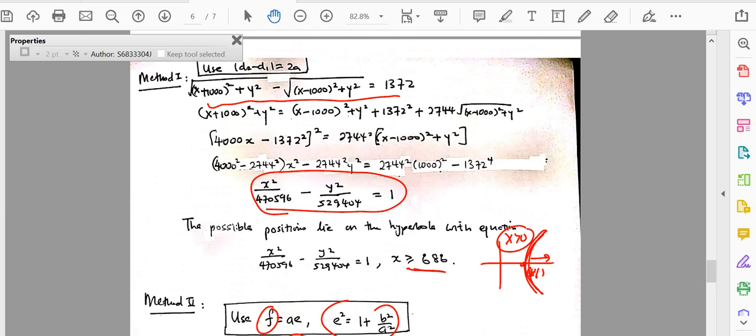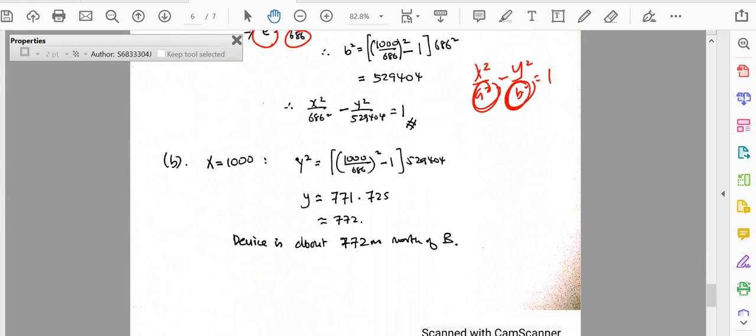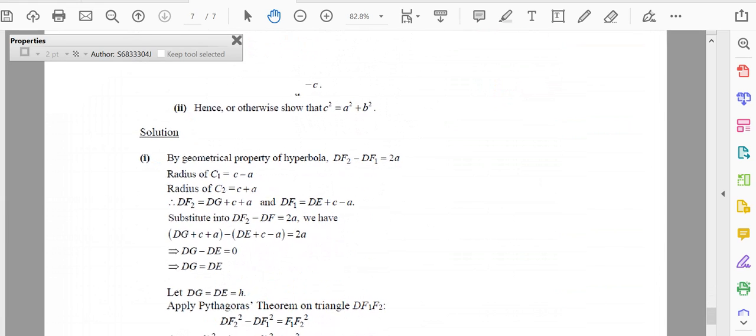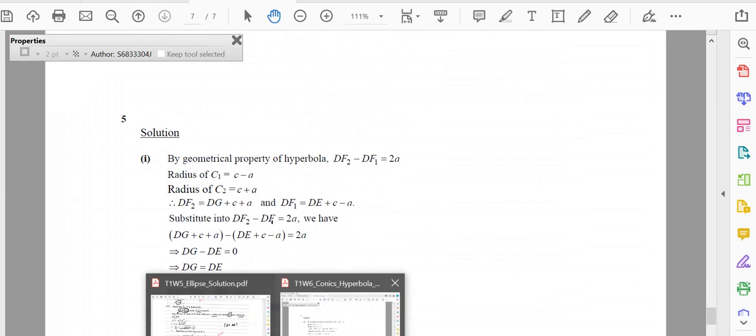Whereas this first method just uses the geometrical definition. Then the next part, not a problem, is to locate y when x is 1000. Okay, so the last part, the last question.